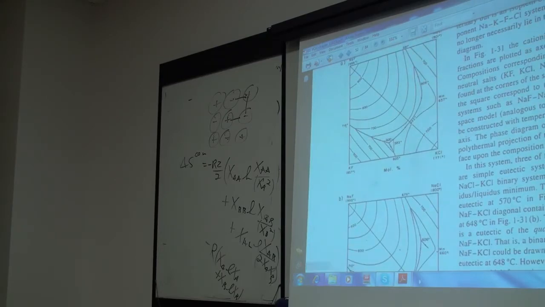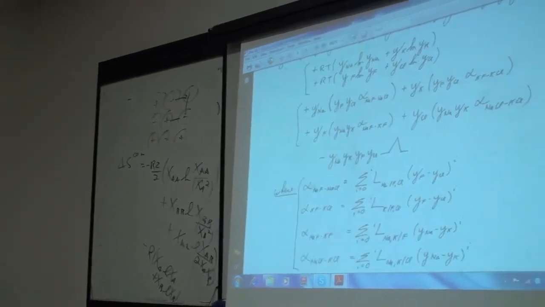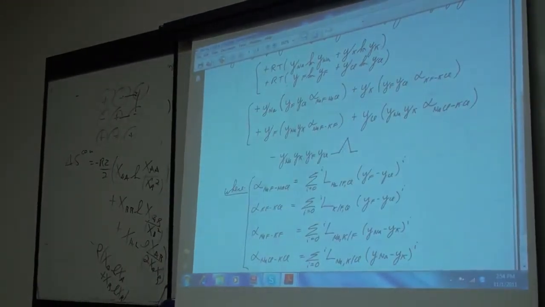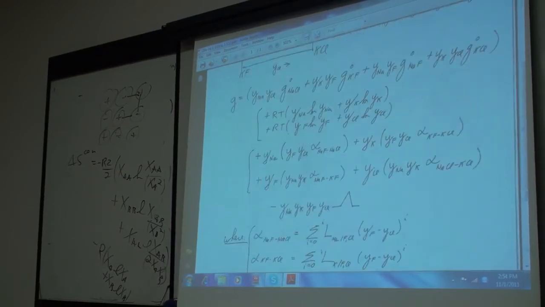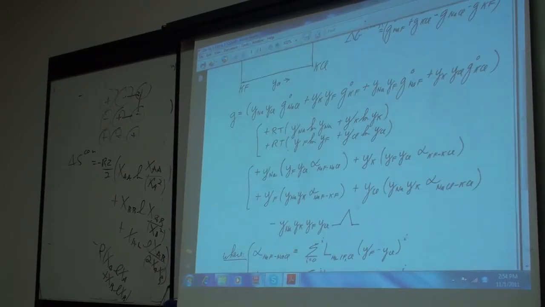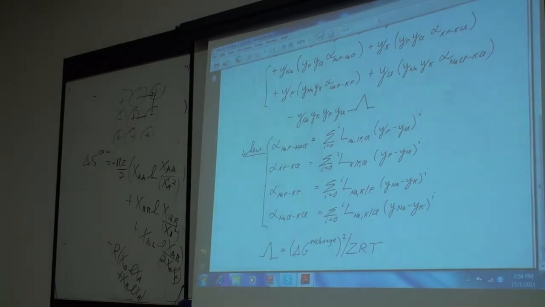Now if we go to, I believe that was here. Okay, this was the equation, and that's why we then add on this term here. This was going back to 29A, I believe it was. So this is the big lambda term, also called the Blander lambda term. It's the negative product of the 4 site fractions times a constant, lambda, where the constant lambda is given by delta G exchange squared over ZRT. Now, if you want to approximate, this is what you do here. You can get lambda this way.